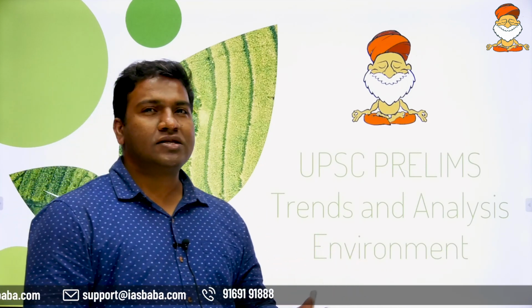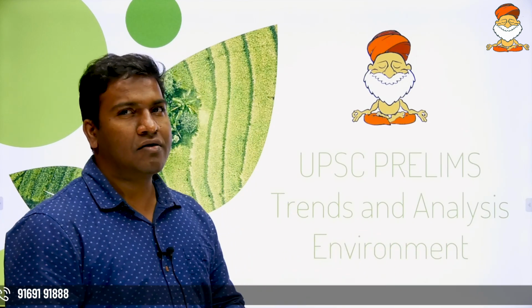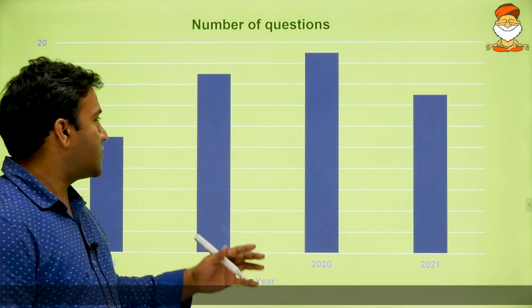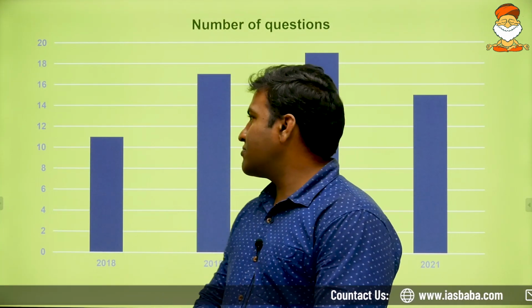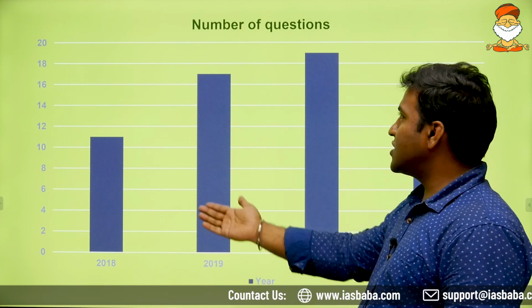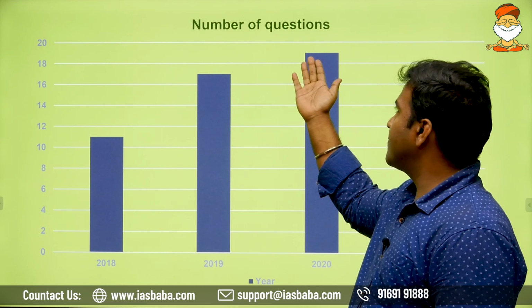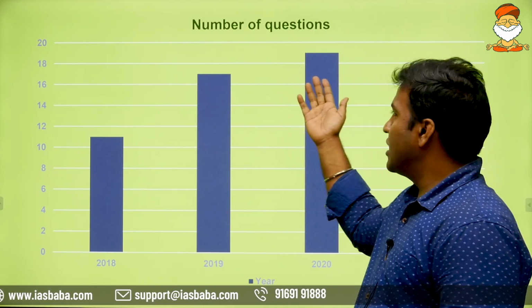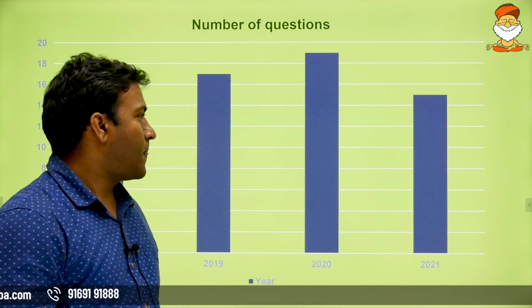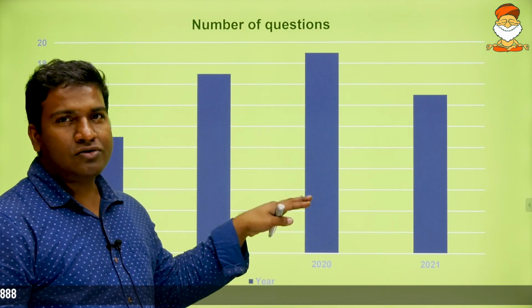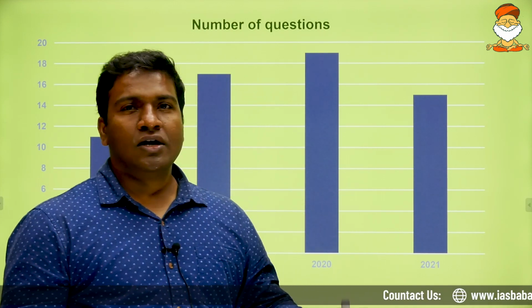Friends, basically if we analyze, some 14 to 15 questions come every year in prelims. If you see the statistics, in 2018 there were some 11 questions, then in 2019 it hiked to some 17 questions, and in 2020 it was some 19 questions, and this year it is a bit less, so some 15 questions were there. So any kind of 13 to 14 questions, they are a must in UPSC.